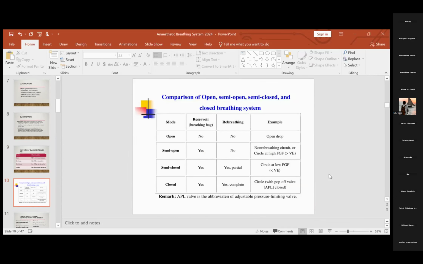All right. There is another example. You can just use this example to reinforce the learning. Open, no reservoir bag. There's no rebreathing. An example is open drop. Semi-open, then semi-closed.